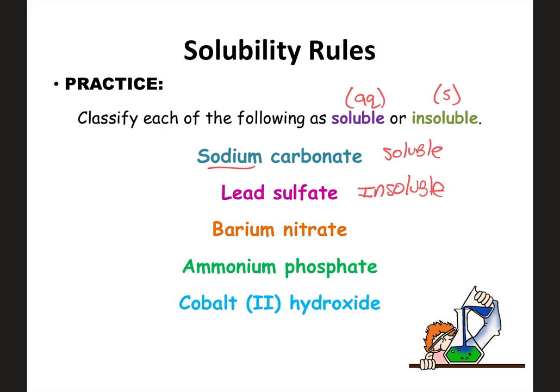The next one, barium nitrate, is going to be soluble. Nitrate, right? The CANS rule: nitrates are always automatically going to be soluble or aqueous. Ammonium phosphate is automatically going to be soluble. Ammonium compounds, rule 1, are always soluble, always dissolve in water. And then cobalt 2 hydroxide here is going to be insoluble. Hydroxides are typically solids, except ammonium or alkali metals. Well, cobalt's not ammonium. It's not an alkali metal. It's a transition metal. Or calcium, strontium, or barium. It's neither of those, so it follows the rule. It would be insoluble. So definitely know these solubility rules.